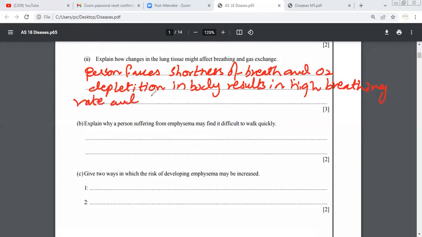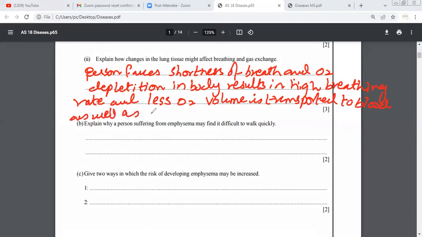and less oxygen volume is transported to blood, as well as less removal of carbon dioxide or bicarbonate ions takes place.